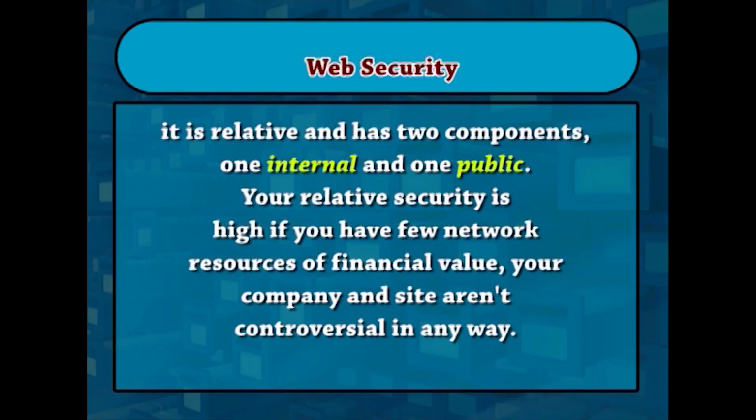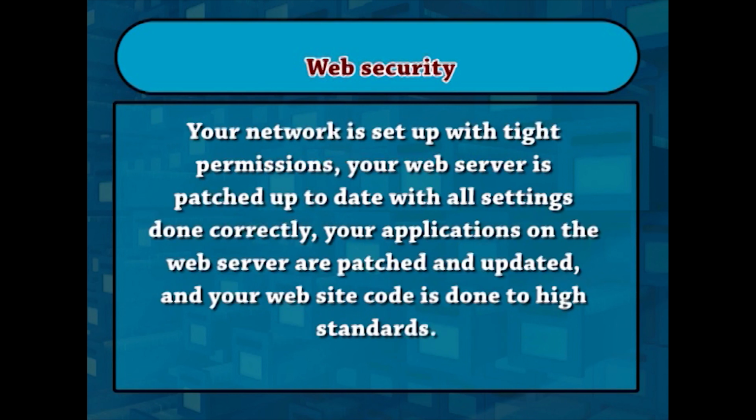have. Web security is relative and has two components, one internal and one public. Your relative security is high if you have few network resources of financial value. Your company and site are not controversial in any way. Your network is set up with tight permissions. Your web server is patched up to date with all settings done correctly. Your applications on the web server are patched and updated, and your website code is done to high standards.